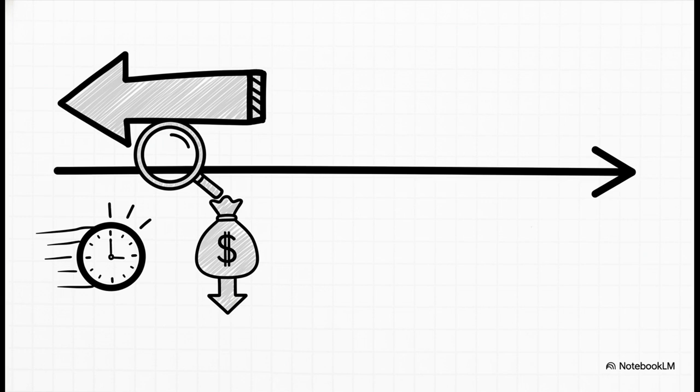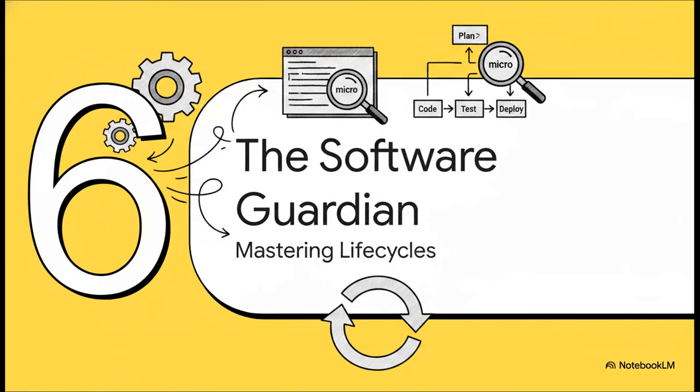In the industry, this is known as shifting left. Basically, you're moving the quality process much earlier in the timeline. And honestly, it's a real game changer. It drastically saves time and fundamentally reduces the crazy expensive cost of fixing errors way later down the line. Finally, Section 6, the Software Guardian.